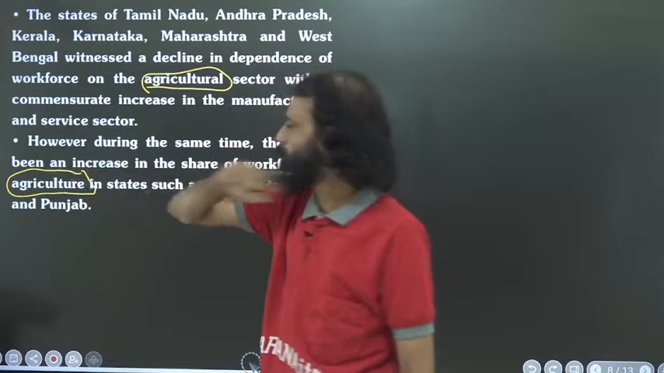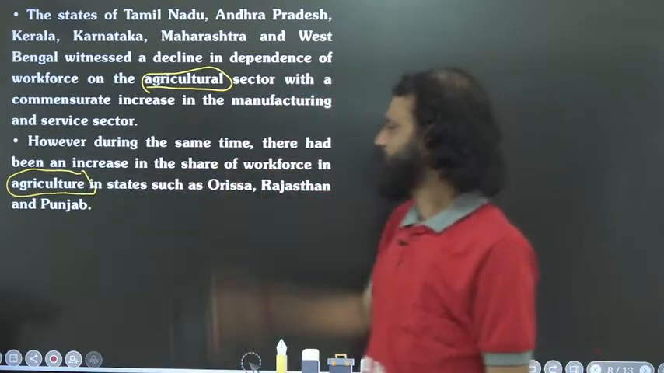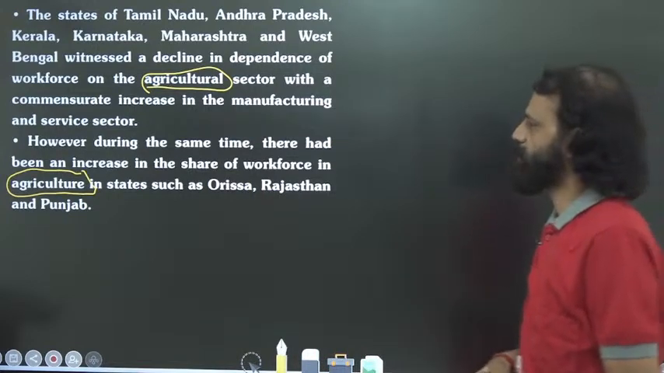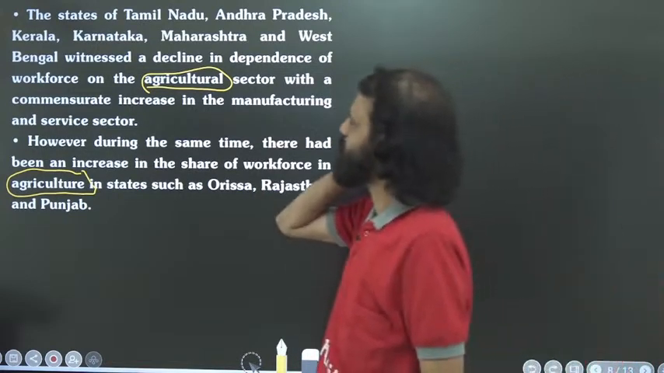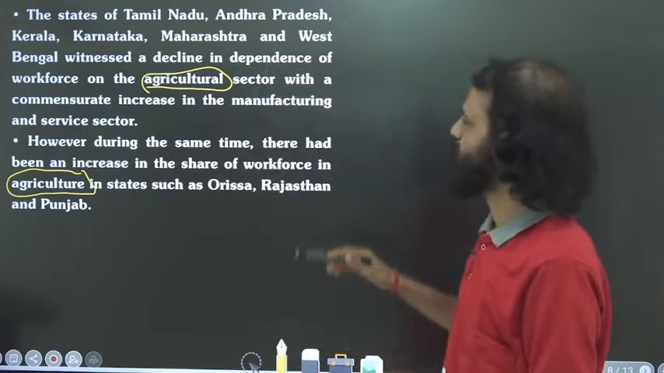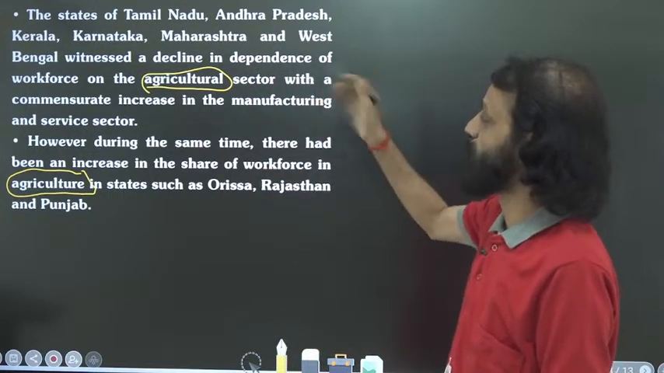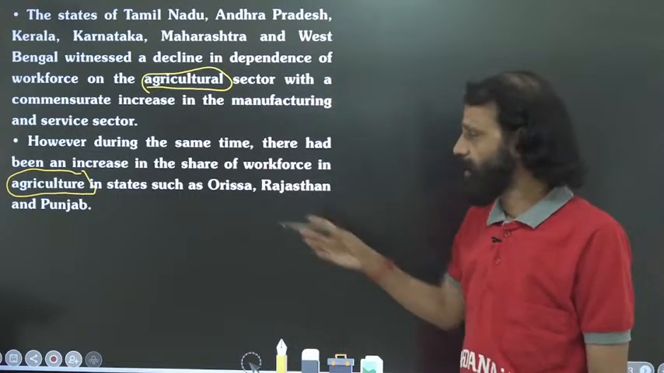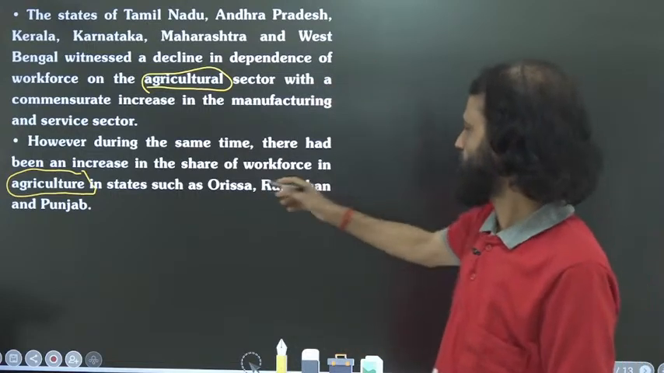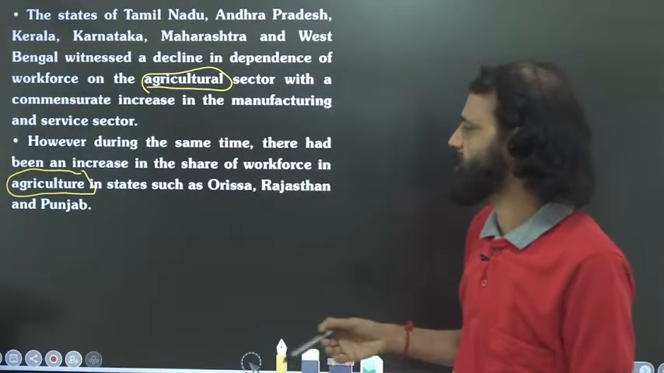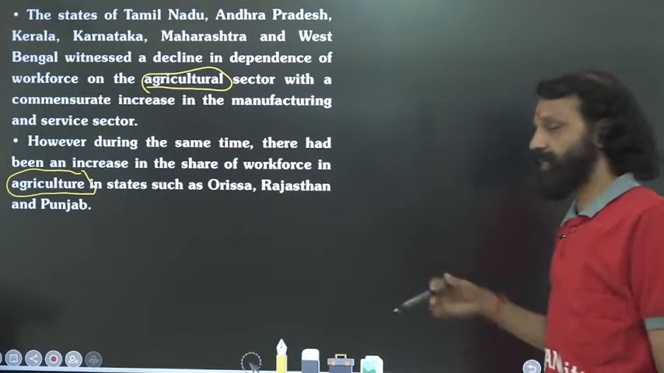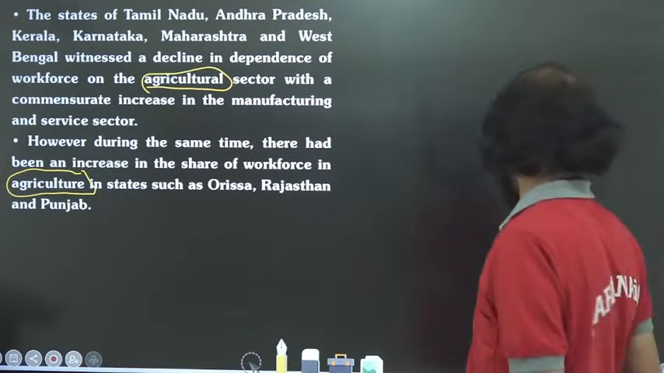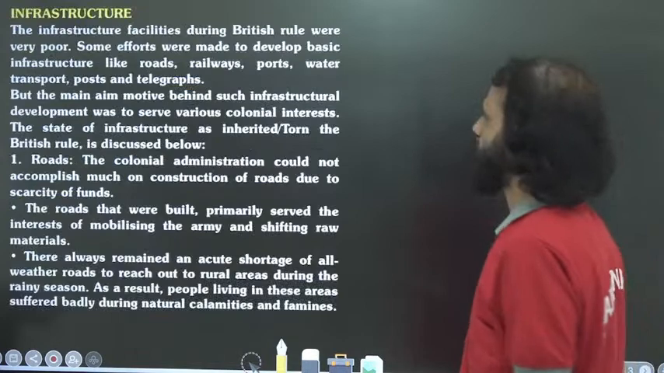So more people engaged in the field of agriculture. These are the variations that happened in India. More South Indian states promoted industrialization and the people engaged more with the service sector and industries, whereas the northern states like Orissa, Rajasthan and Punjab engaged more in the field of agriculture. That is what you need to remember.